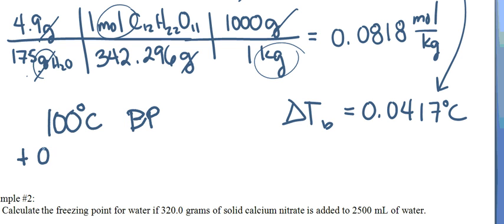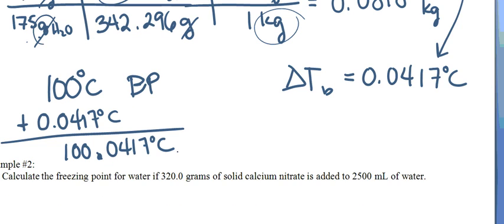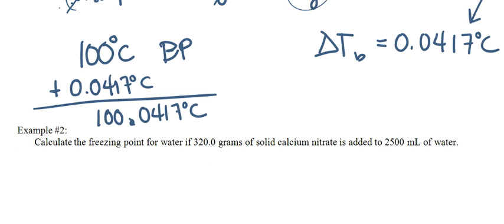All right, so 0.0417 degrees Celsius all adds up to 100.04 degrees. Again, that's a decimal. The temperature was increased by a small amount, but the key here is that the temperature was elevated by the addition of something. There was some stuff added to the water, and the temperature went up. All right, let's look at the next example.